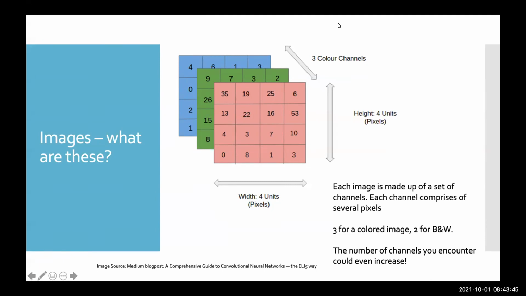Okay, I see someone has asked something in the chat. Why do black and white images have 2 channels? That's because you have a channel for black and you have a channel for white, and you're just manipulating the different pixel values for the amount of blackness and the amount of whiteness. Okay, I'm going to move on.